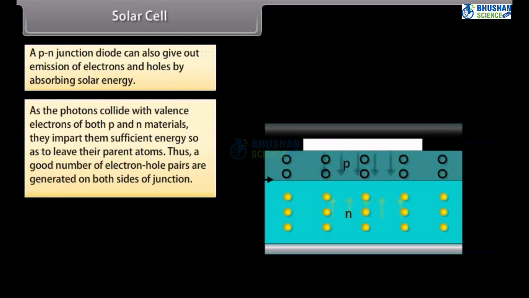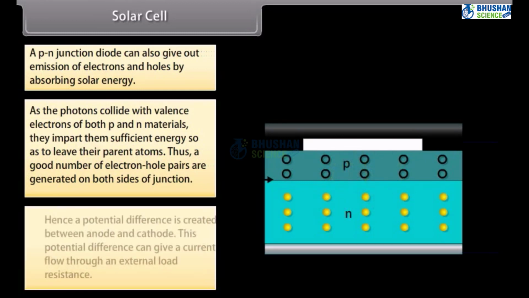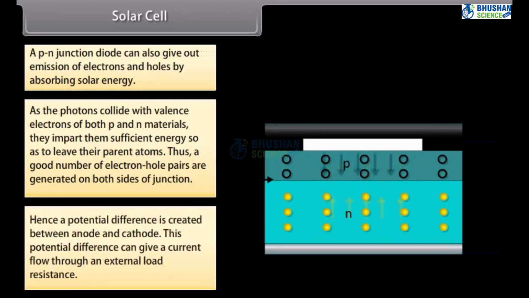As the photons collide with valence electrons of both p and n materials, they impart sufficient energy to them so as to leave their parent atoms. Thus, a good number of electron-hole pairs are generated on both sides of the junction. Hence, a potential difference is created between anode and cathode. This potential difference can give a current flow through an external load resistance.